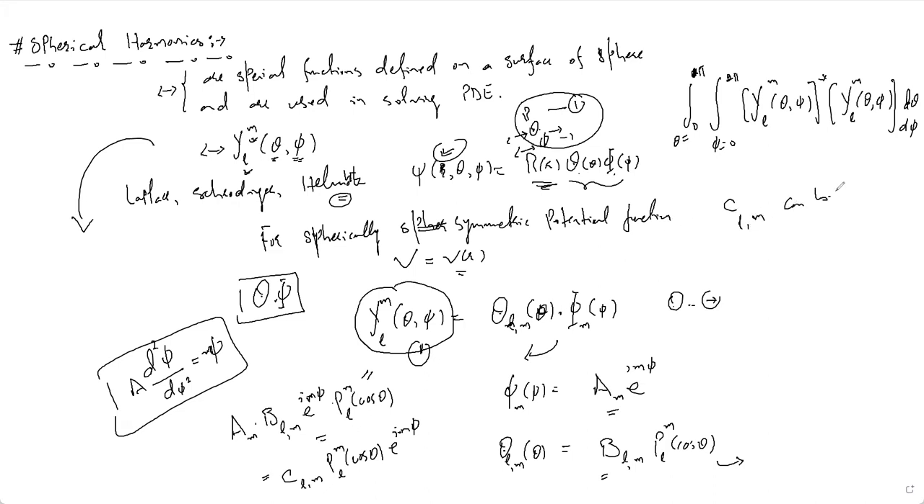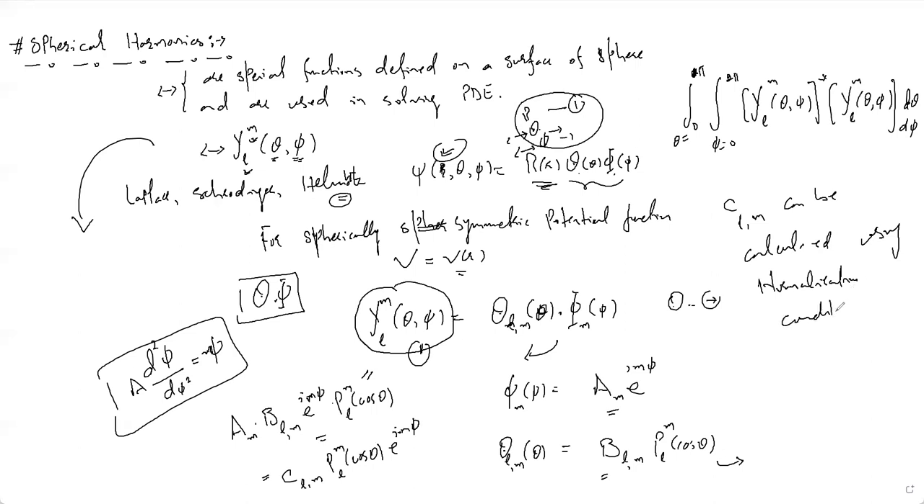The values of these constants C_lm can be calculated using this normalization condition. We have obtained the normalization condition for the Legendre polynomial. Similarly, we can find the orthogonality condition or the normalization for the Legendre polynomials by calculating the normalization condition. This is a normalization condition.